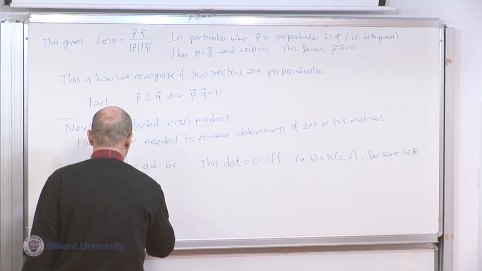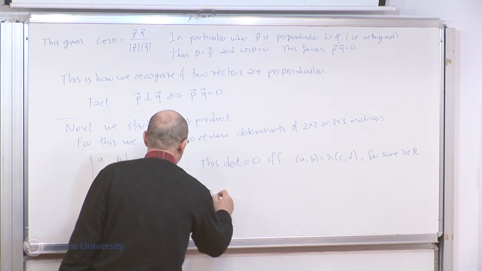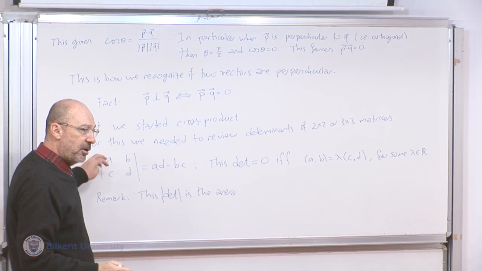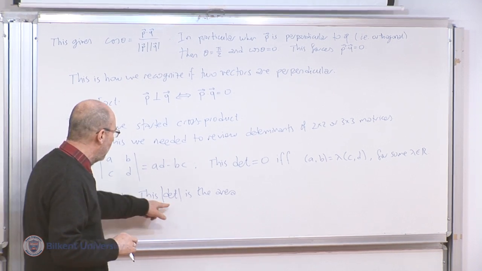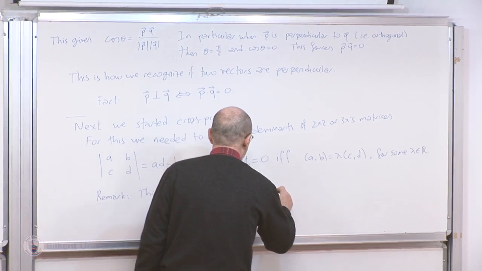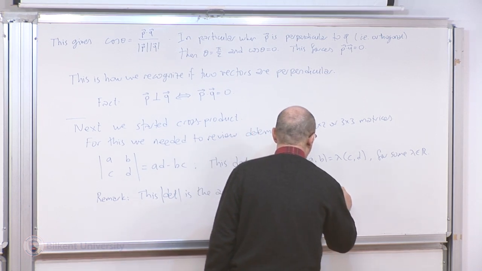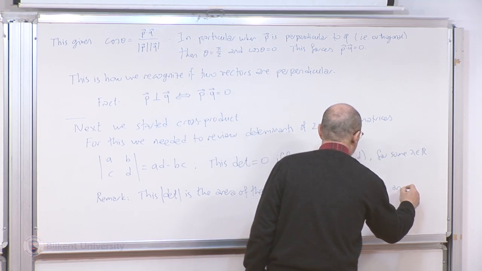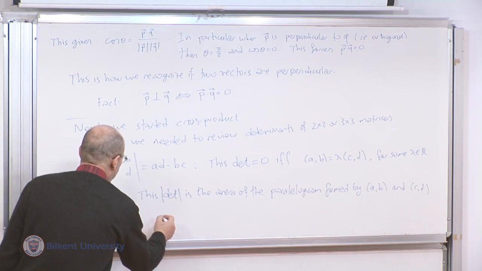So the absolute value of this determinant, because if I change the places of these, we know that we get the negative of the previous number, is the area of the parallelogram formed by AB and CD. Maybe I just squeeze it here.